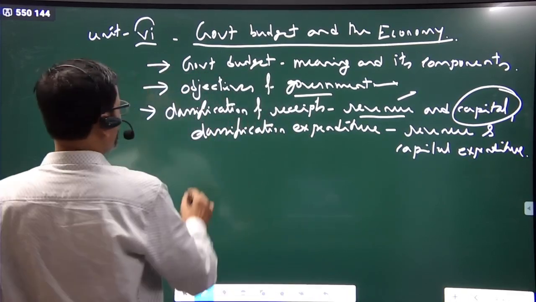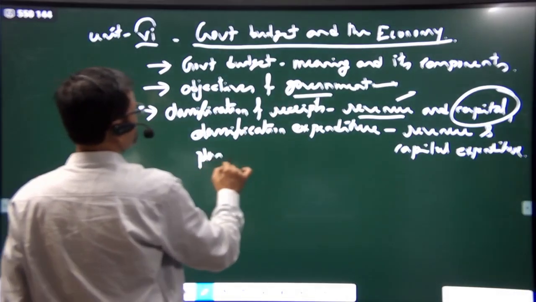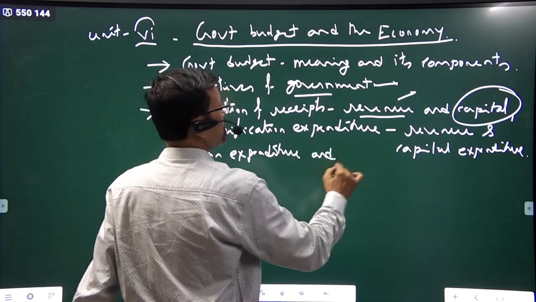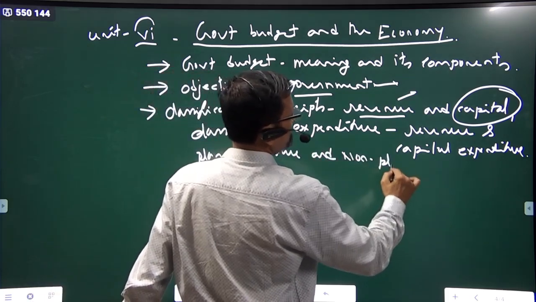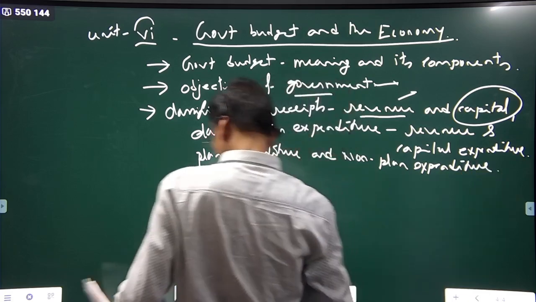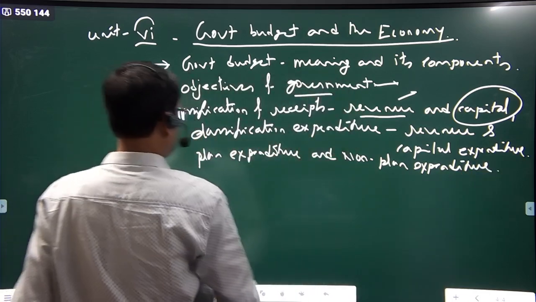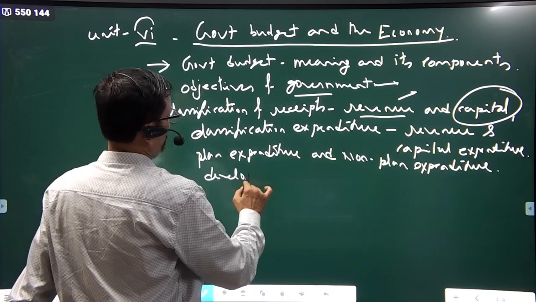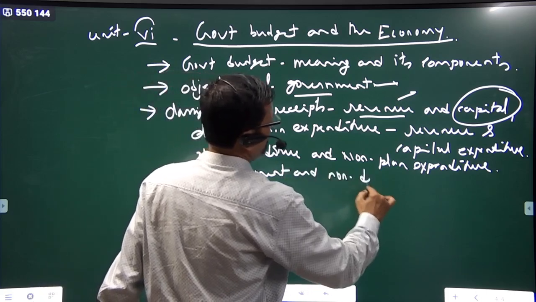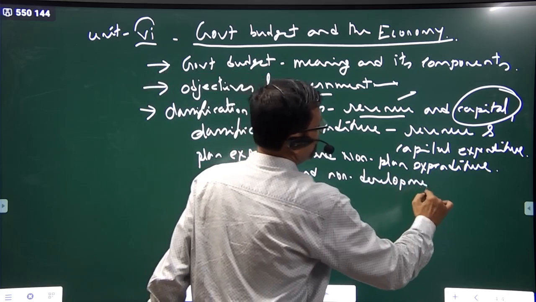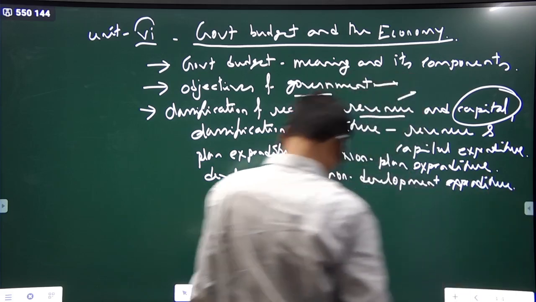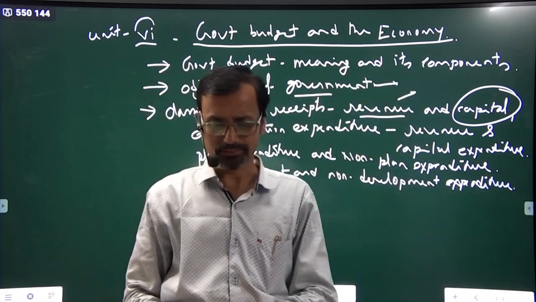Plan expenditure and non-plan expenditure, development and non-development expenditures.